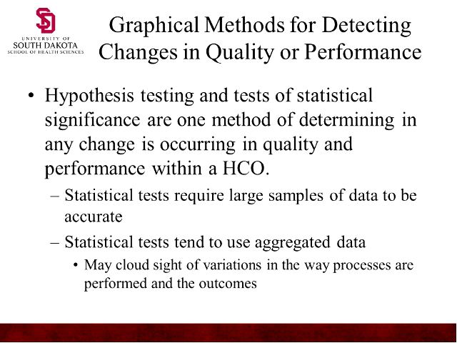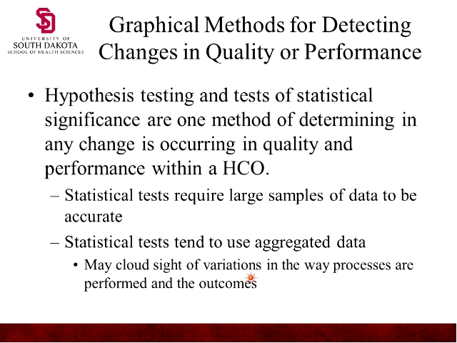Now, we look at graphical methods for detecting changes in quality and performance improvements. Hypothesis testing and tests of statistical significance are one method of determining if there's any change occurring in quality and performance within a group. Those statistical tests require large samples of data to be accurate. You can't do that with two samples that have very few people in them. So you're going to compare 3 patients from one place and 3 patients from another. You don't have enough of a sample to make that determination.